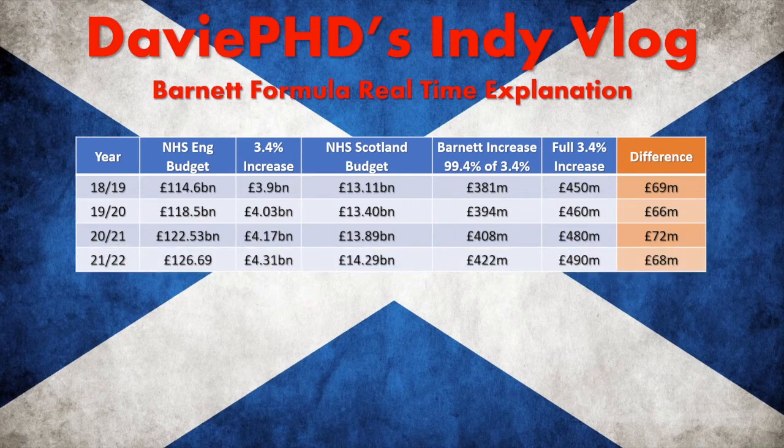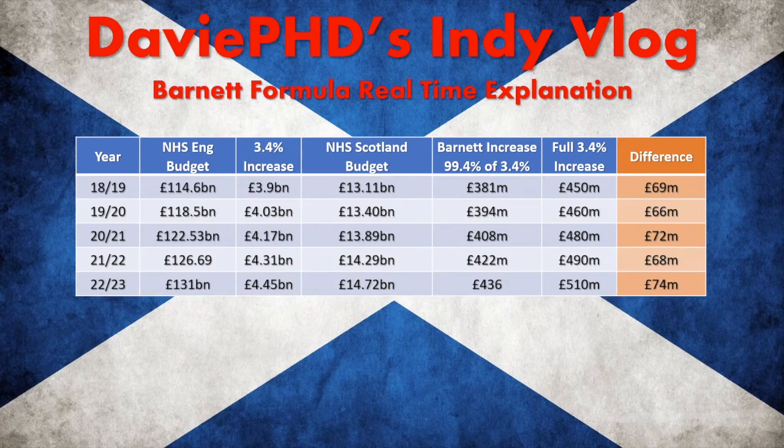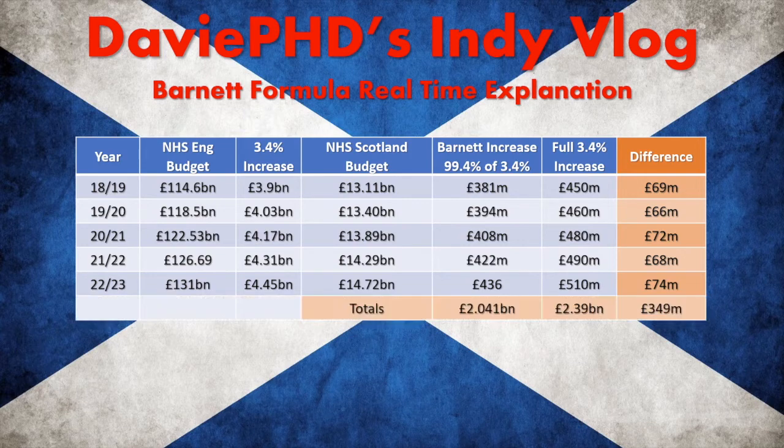In 21-22, the Barnett increase will be £422 million. 3.4% would actually be £490 million, and the difference is £68 million. And in the final year, 22-23, the Barnett increase will be £436 million. The full 3.4% will be £510 million, and the difference is £74 million.